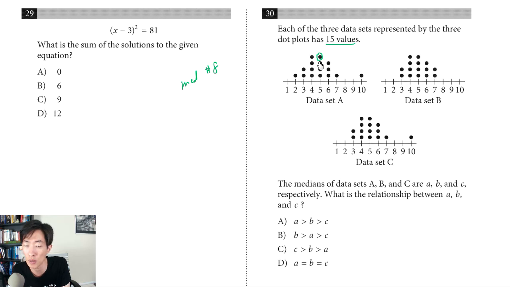Doesn't really matter, they're all the same. But the median in data set A is 5. Set B, 1, 2, 3, 4, 5, 6, 7, 8. The median here is also 5. Set C, 1, 2, 3, 4, 5, 6, 7, 8. Data set C, the median is also 5. And so the median is 5 for all of them, and that means the answer is choice D.